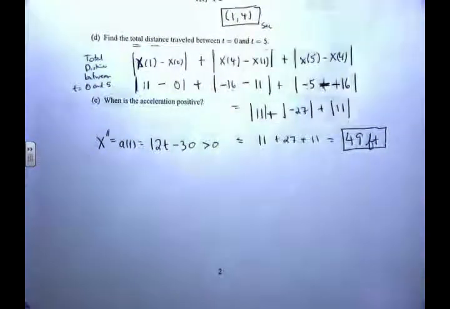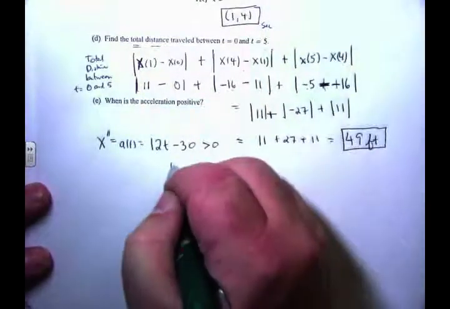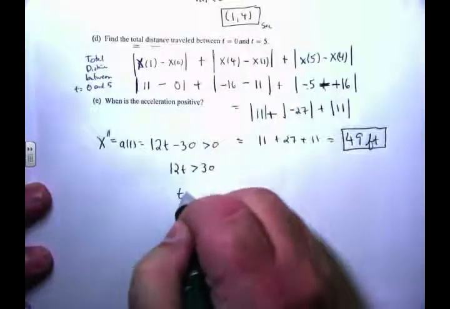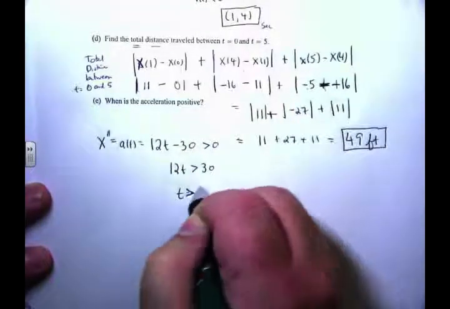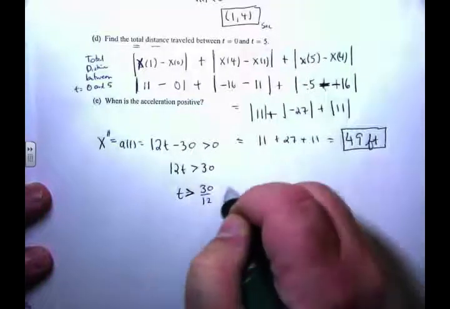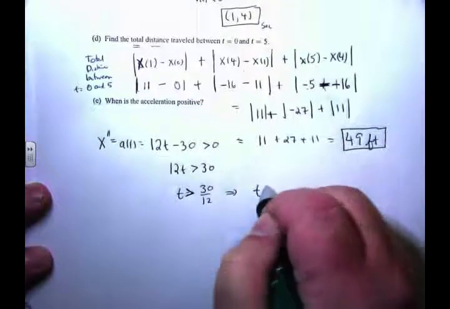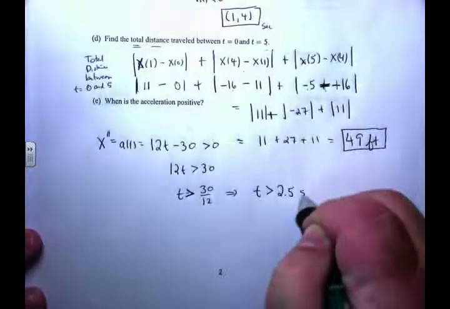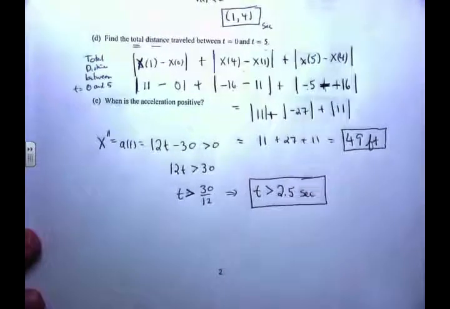Now, there's a couple of different ways I can do this one. For positive acceleration, I just take acceleration and set it greater than 0. This is not a quadratic, so you can just go ahead and solve this straight if you want to, which is easy. I would add 30 to both sides, so I get 12t greater than 30. Then I would divide by 12, and I get t greater than 30 over 12. Of course, we're math majors and science majors here, so 30 divided by 12, we want to know what the number is, which is 2.5 seconds. t has got to be greater than 2.5 seconds.